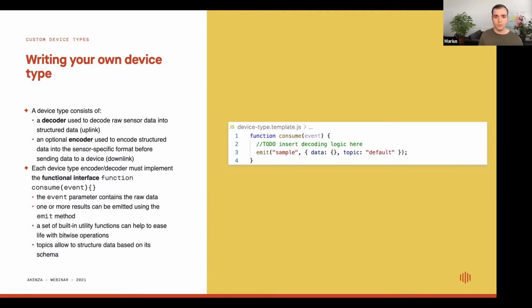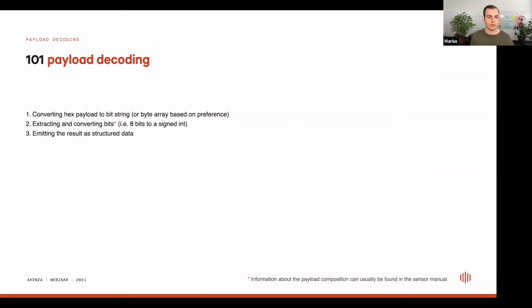In the function body, you can make use of our utility library, which provides an easy way to do bitwise operations. And when you have a sensor that sends data with multiple structures, you can use topics to structure the data according to the schema. Let us now look at the concrete example.